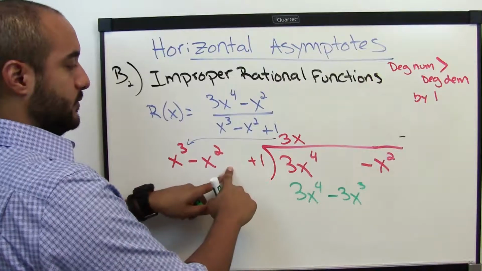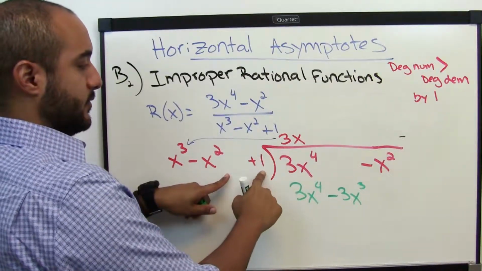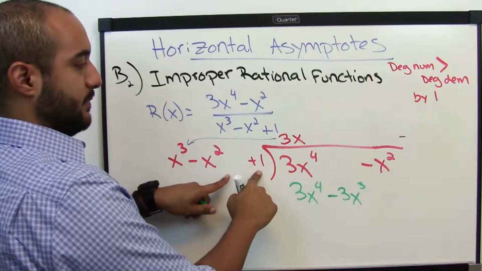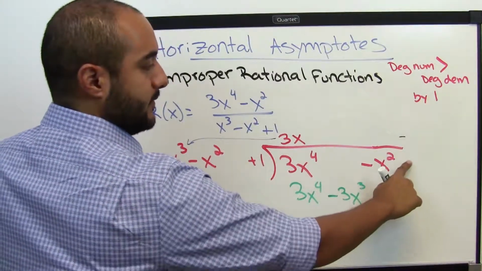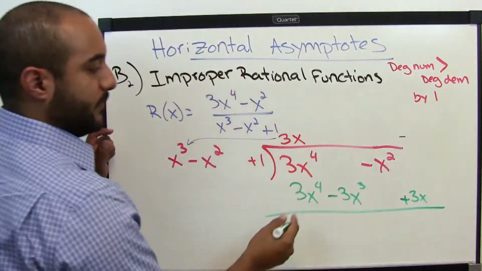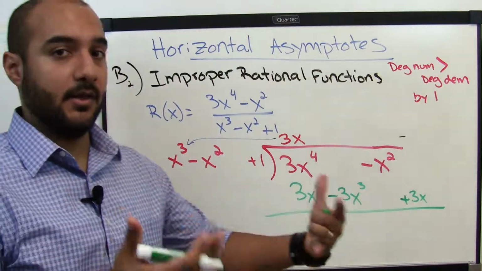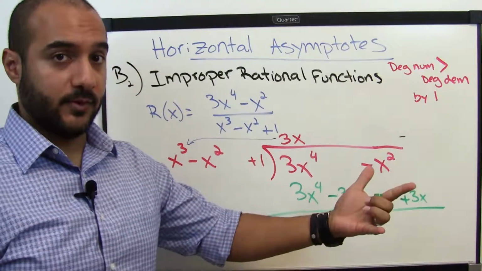Okay, there's no x to the first power here. Now I multiply it by this and I get plus 3x. So 1 times this gives me plus 3x. And I'm going to write it here, plus 3x, because we need the place values to match. Now, the next part of my long division was to subtract, right?